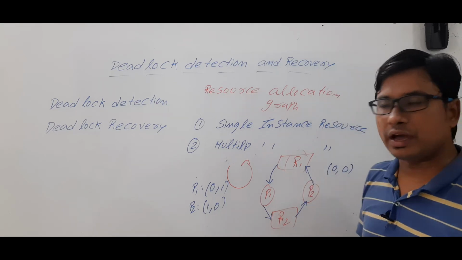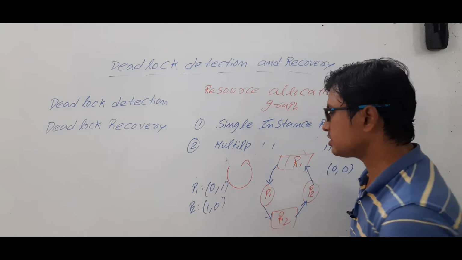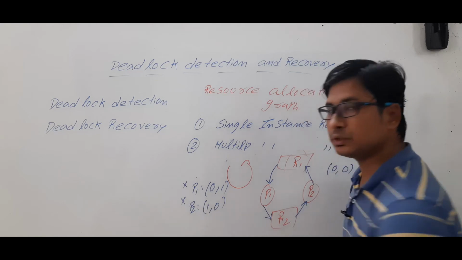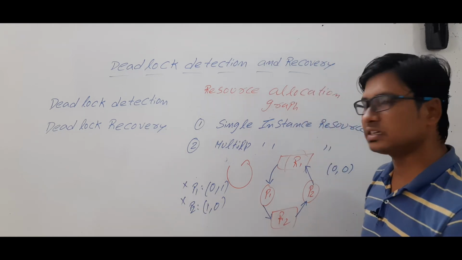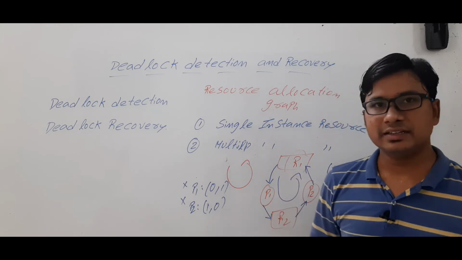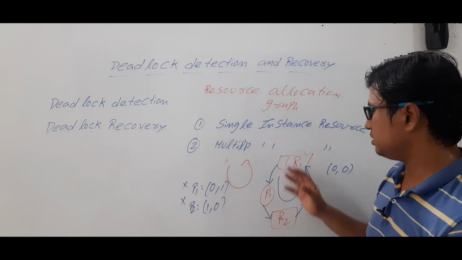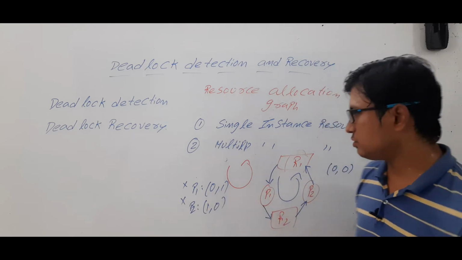With 0 availability, you cannot satisfy the requirement of process P1 and process P2. So the system is in not a safe state, or an unsafe state. Is it clear? Are you able to understand? So there is a cycle. Whenever there is a cycle in a single instance resource allocation graph, we can say that there is a deadlock. So like this we will detect.